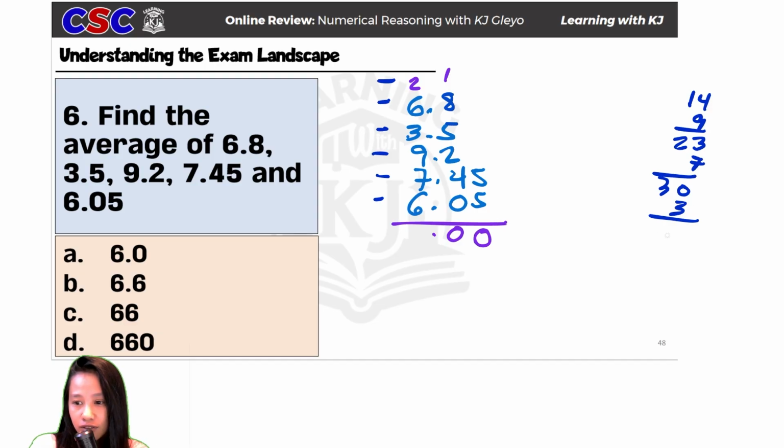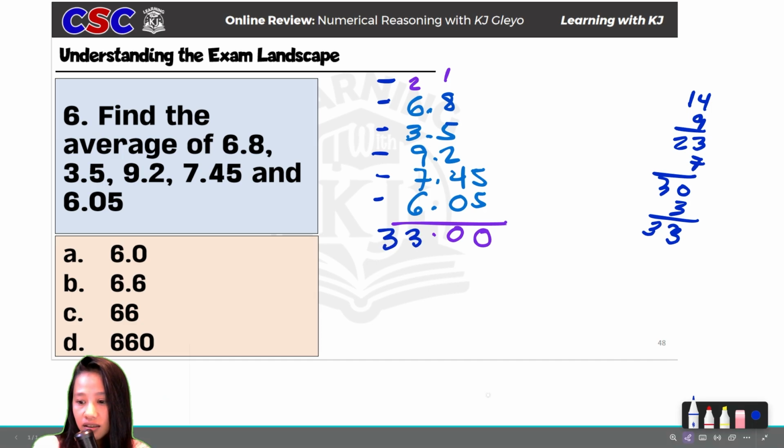Okay? So we have 3 and then we also have 3. So 33. So this is 33. Yan. The 0, 0. I'm gonna have to erase yung mga extra guhit natin sa gilid just for the class discussion.